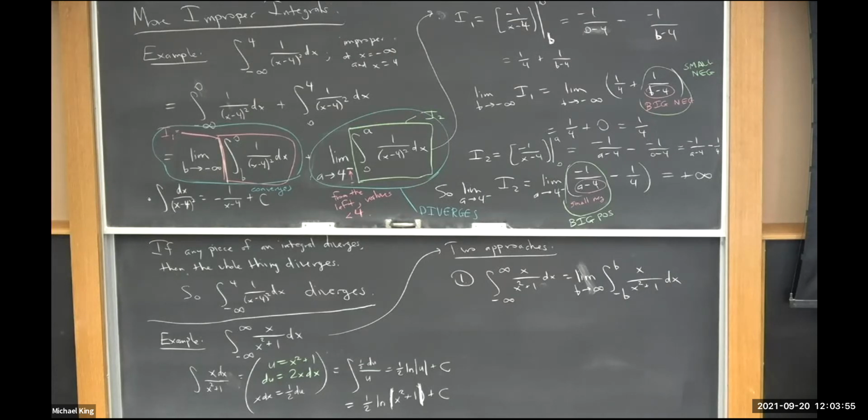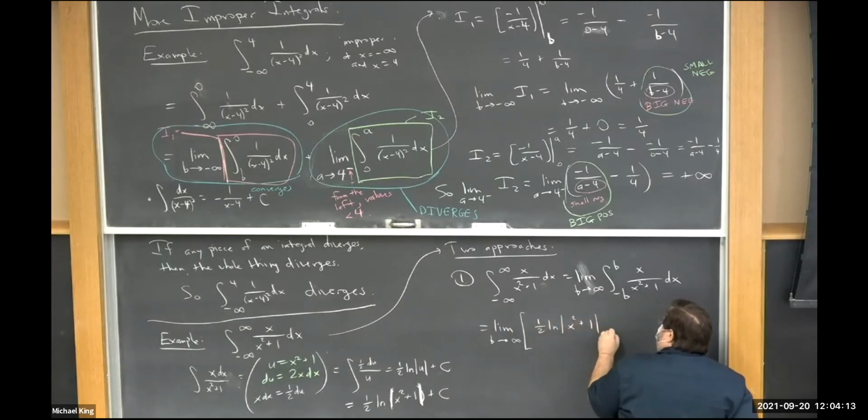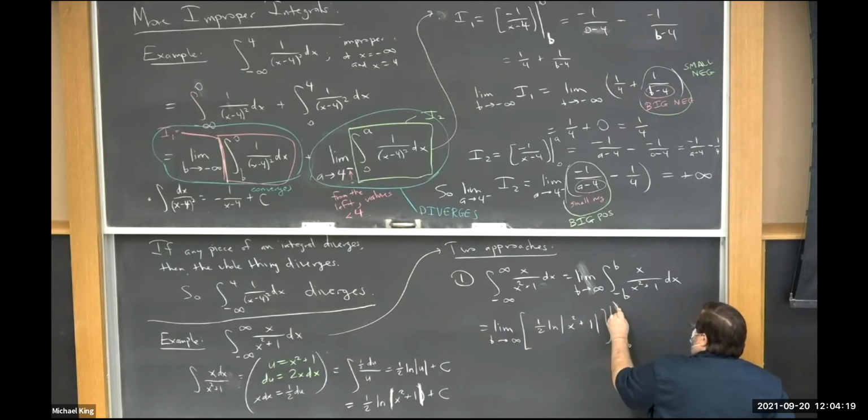Right, both endpoints go to infinity, so just use the same letter and let them both go to infinity. Well, what do we get in this case? We just saw that we get 1/2 ln(x squared plus 1) from negative b to b.